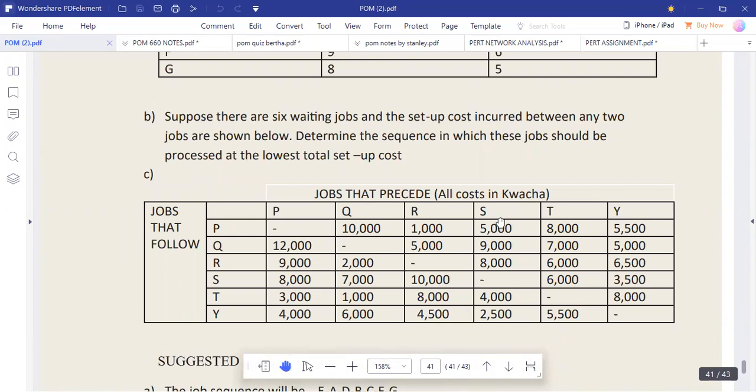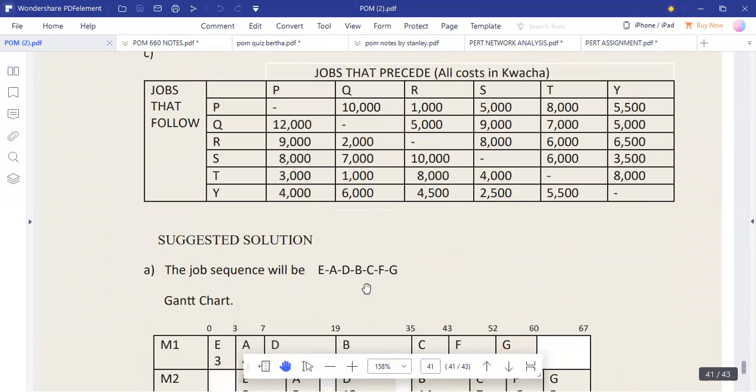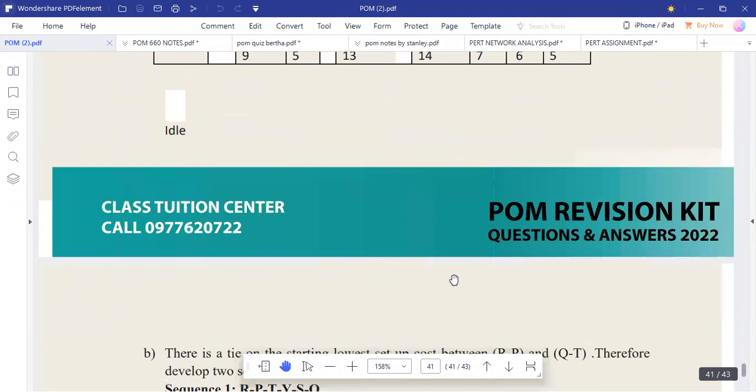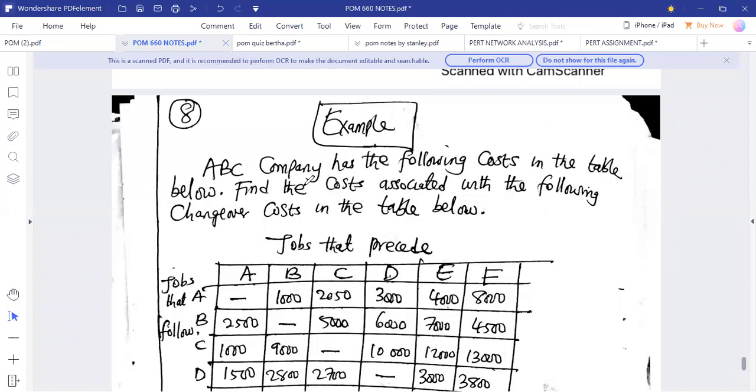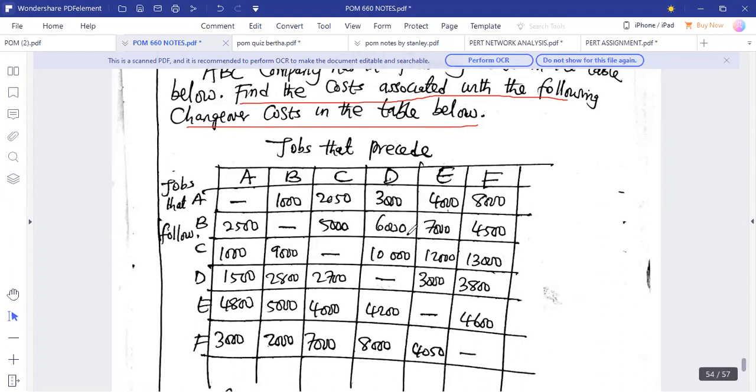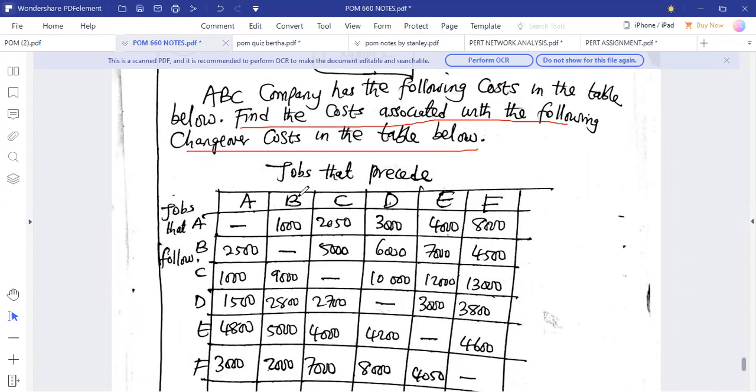This is the table that I'm trying to explain. So getting down here, a company has changeover costs in the table below. Find the cost associated with the following changeovers in the table below. When you are talking about a job that precedes, we are simply talking about the starting job, and then we have a following job, a job that follows after the other one.